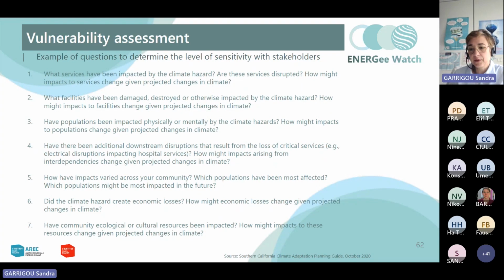Some information characterizes the level of sensitivity of the territory. This slide sums up several questions helping to organize this information. For example, what facilities have been damaged or destroyed by the climate hazard? Did the climate hazard create economic losses? And other examples. Maybe you may need to collect information and conduct surveys asking stakeholders of the territory to collect this information and to help you to establish this diagnosis.